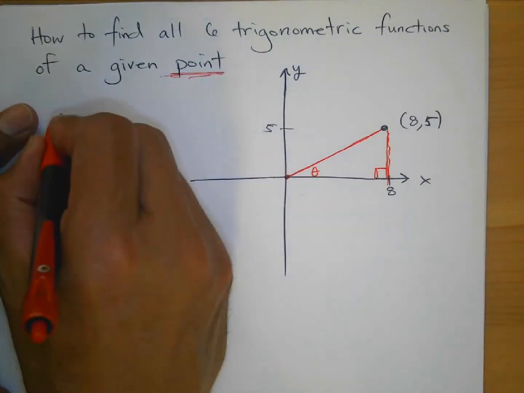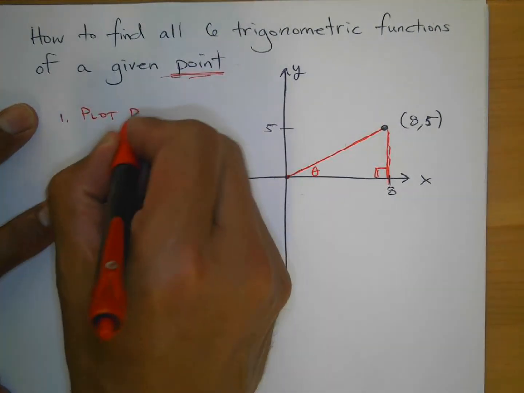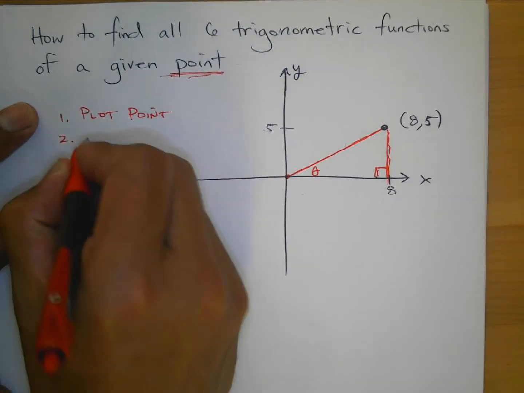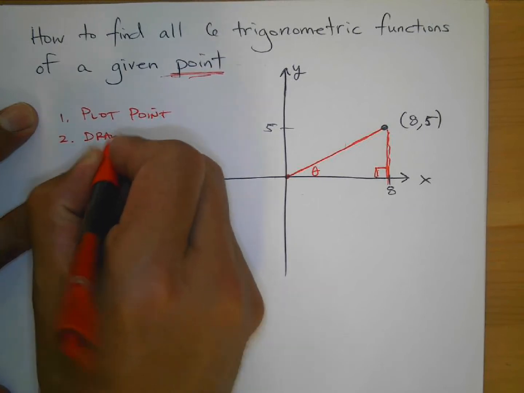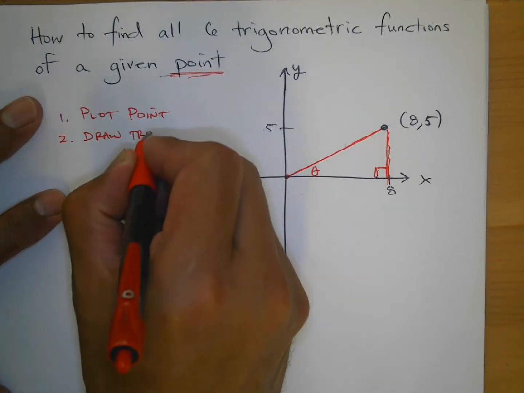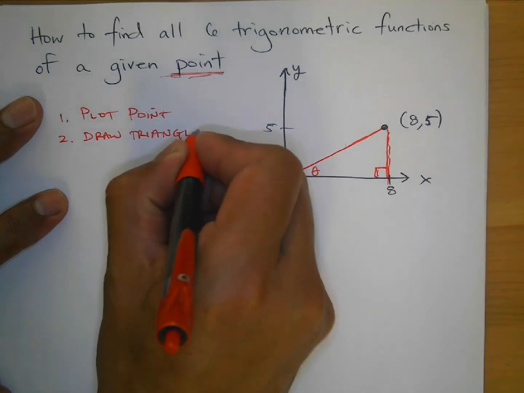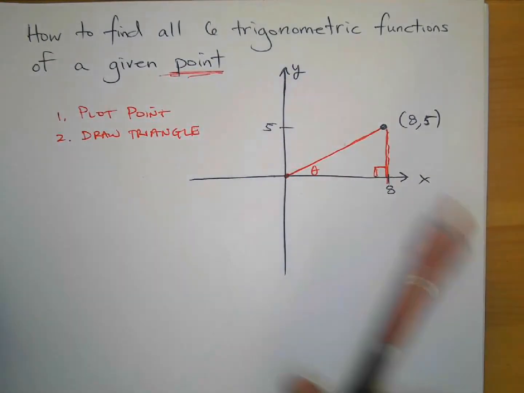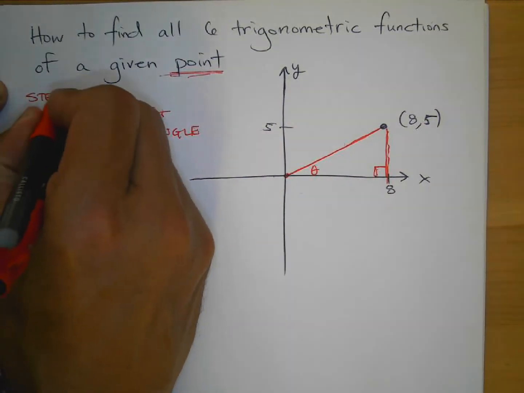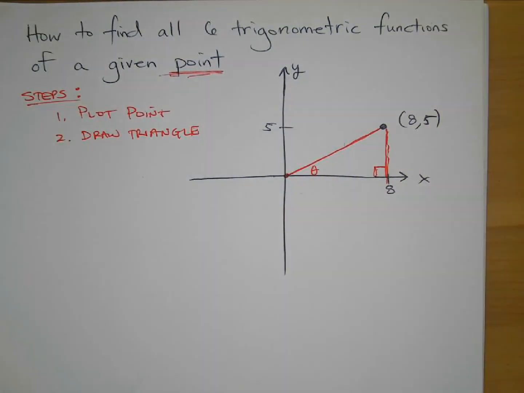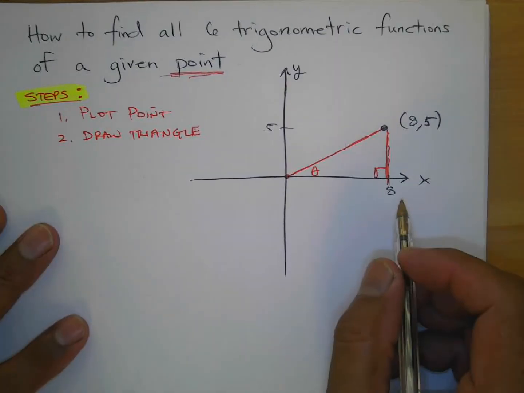So you're going to what? Plot point. You're going to draw the triangle. Right, these are the steps here. Kind of putting this down with steps, right? Steps. You're going to plot the point. You got to visualize this. It's visual. This is geometry and it's trigonometry. It's visual. You got to see it and picture it out.